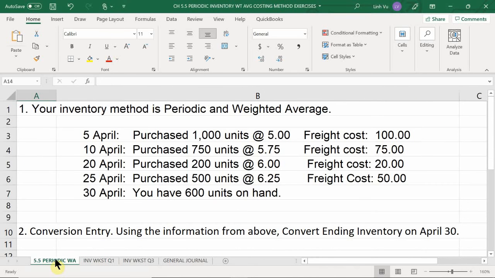Okay. Last thing that we have here on April 25th is that we purchased 500 units at $6.25 each with a freight of 50. And of course, we're also given that on April 30th, you have a total of 600 units left on hand. So let's plug in our last piece of information here, our 500 at $6.25 with a freight of 50.